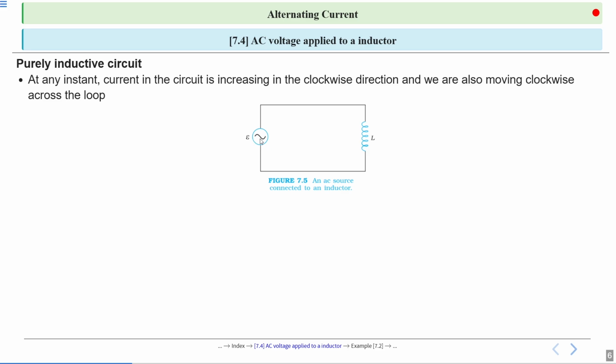Okay, so current is increasing. Why have we written increasing? Because if current increases, EMF will be induced to oppose the increase of current in the opposite direction.